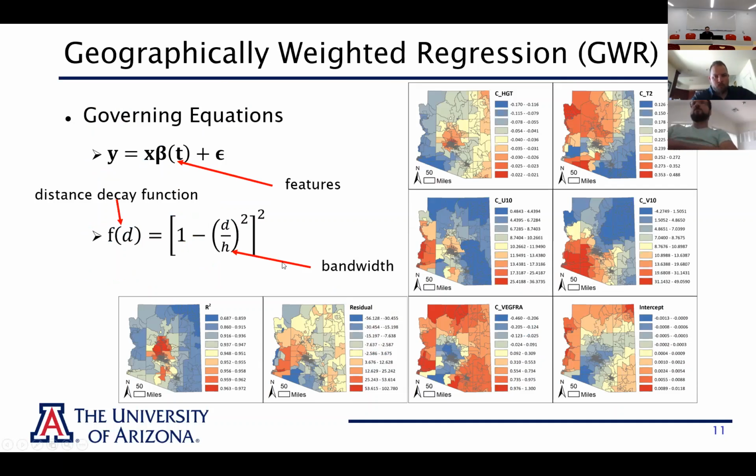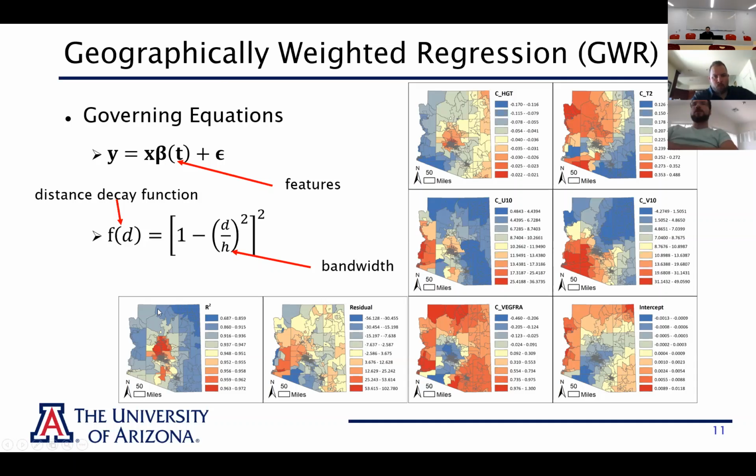Okay, so let's go over the distributions. The height distribution is higher, I can see that it's more red close to Phoenix. Temperature distribution is pretty clustered here. And the residuals and R-squared. We were able to increase R-squared to 0.96.